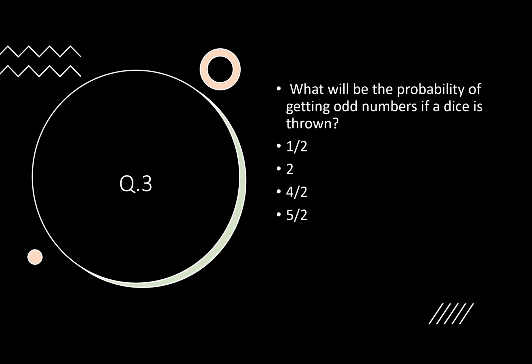Question number 3. What will be the probability of getting an odd number if a dice is thrown? 1 by 2, 2, 4 by 2 or 5 by 2? 1/2.